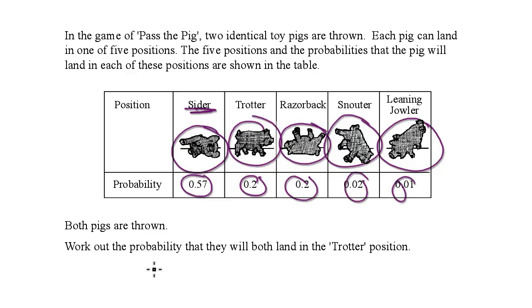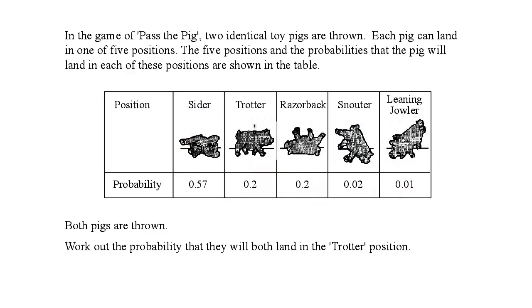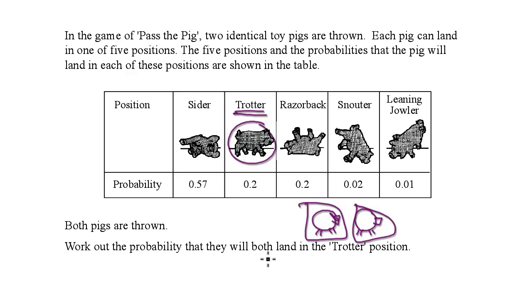And it wants to know what is the probability that when you roll both pig dice, they will both land on trotter. So when you roll a pig die, it will land on a trotter, and the other pig die will also land on a trotter. So you want trotter, trotter. So it wants to know the probability that they will both land on trotter.